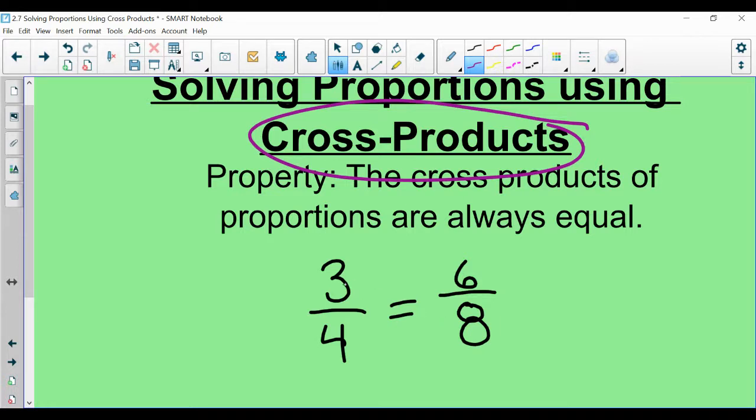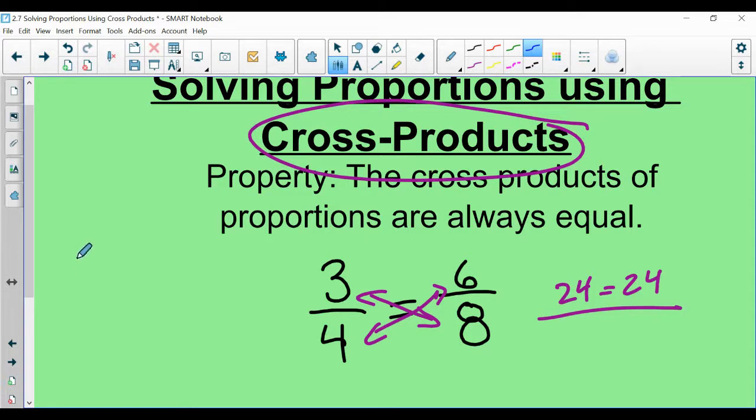What that means is that if it's truly an equal fraction like this, multiplying across this way should be the same as multiplying across this way. And if we actually did that, you would see that that's a true statement. 3 times 8 is 24, and 6 times 4 is also 24. Those are equal to each other, and that will always be true for any equal fraction.